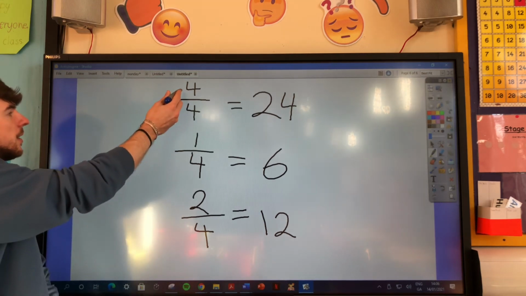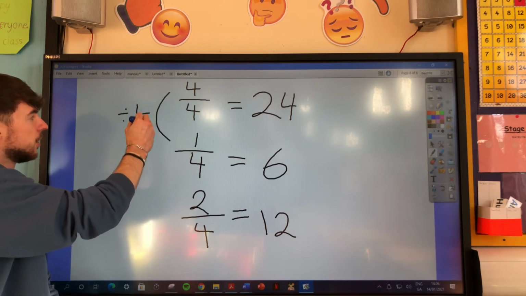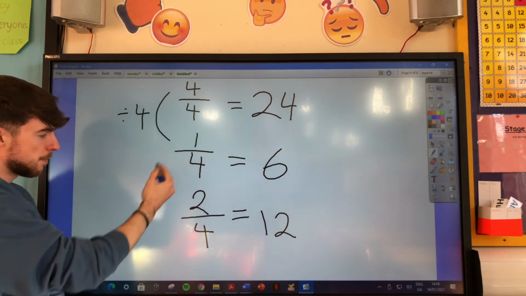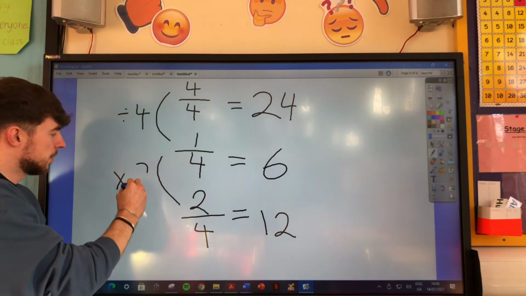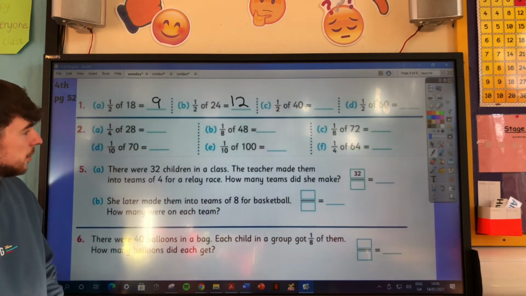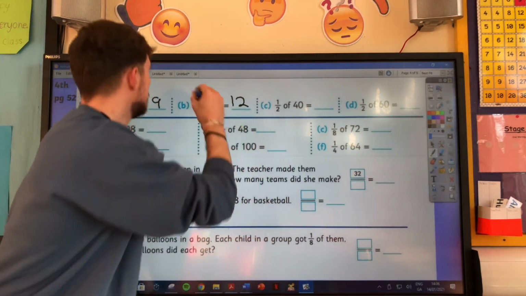So remember, to get to here, we divide by 4, or whatever number is here, to get to 1. And then to get back up to say 2, for example, we have to multiply by 2. Okay? So what will we do to find 1/10 of 100? How do we get to find that?